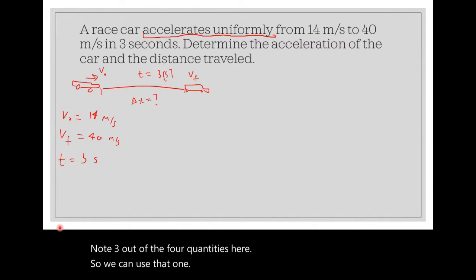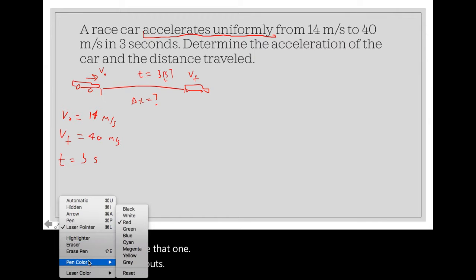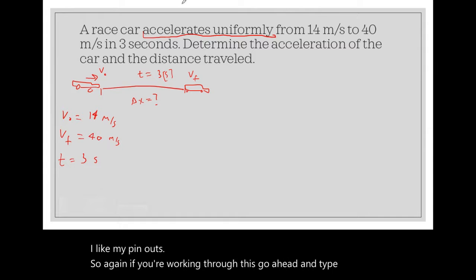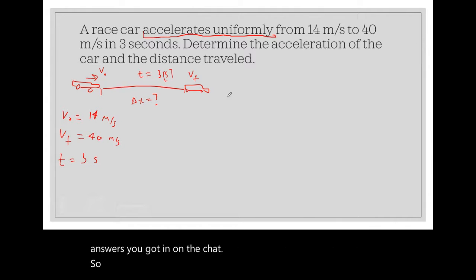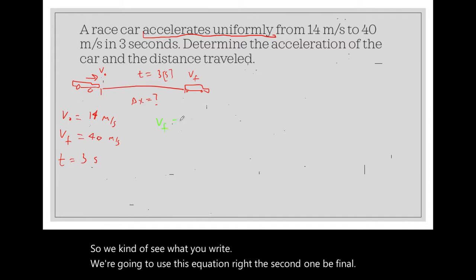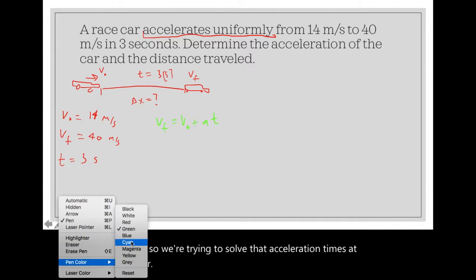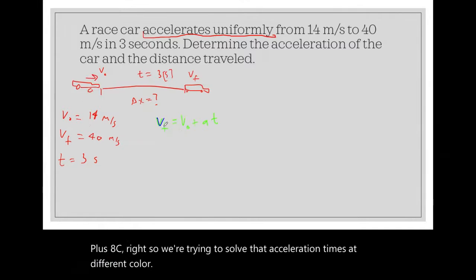So I'll get my pen out. Again, if you're working through this, go ahead and type whatever answers you got in the chat, just so we can see where you're at. We're going to use this equation, right? The second one: final velocity equals initial plus a t. So we're trying to solve for that acceleration. Let me use a different color, green looks crazy.